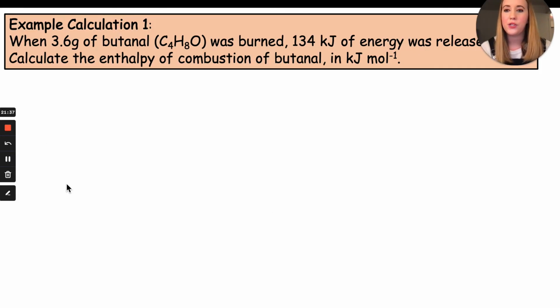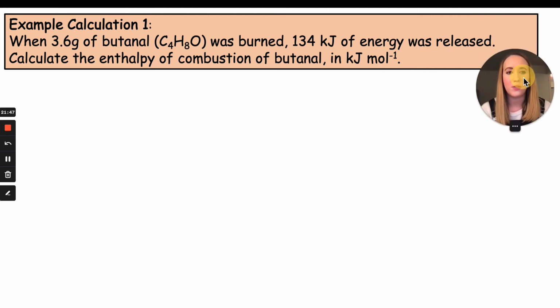Okay, so what we're going to do now is have a look at some example calculations where we're being asked to work out the enthalpy of combustion. Let me move myself out of the way. In the box at the top of the screen, you've got your question, so make sure you note down the example question that you've been given here.